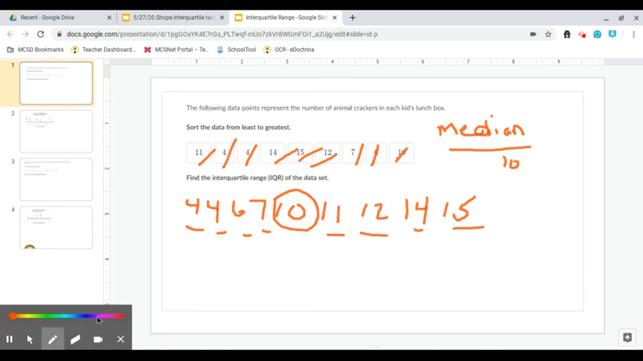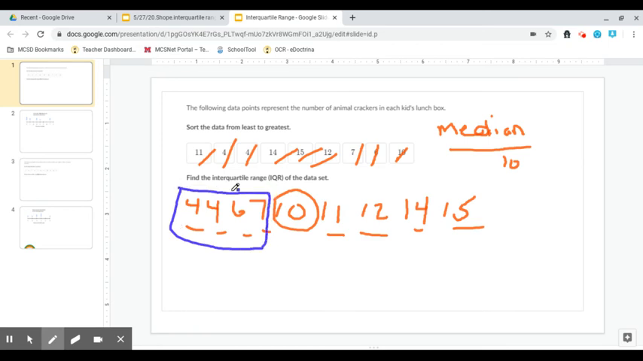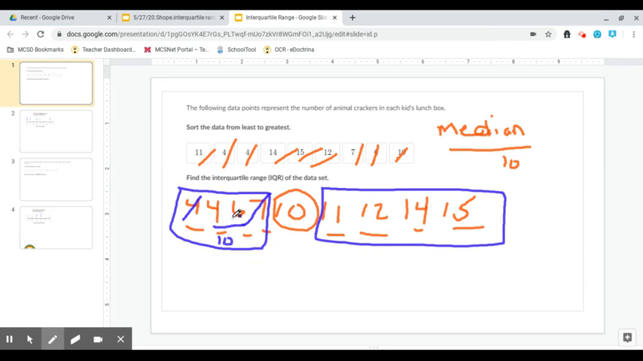So now let me switch colors. We have these numbers remaining, and we have these numbers remaining. We need to find the interquartile range, which is going to be the range of the median of these numbers and the median of these numbers. Like I said, it's finding the median of the median. So let's see what we have here. In the middle of these numbers, 4 and 7, beginning and middle, we have 2 in the middle, so we add them up and divide by 2. Add them up, you get 10. Half of 10 is 5. So the median of this range is 5.